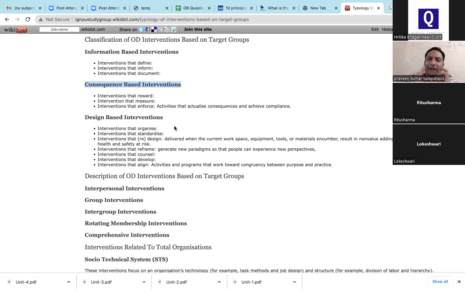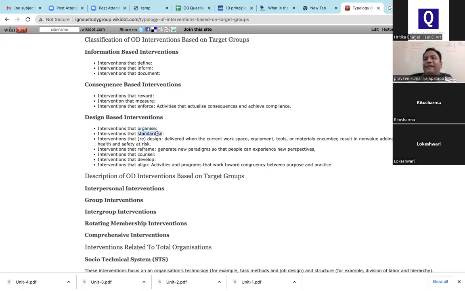Now the third category is design based. Here you are designing certain things, for example, how to organize something. Basically, you want to see how you can restructure a particular organization, how to organize your teams. All these things are interventions that organize.